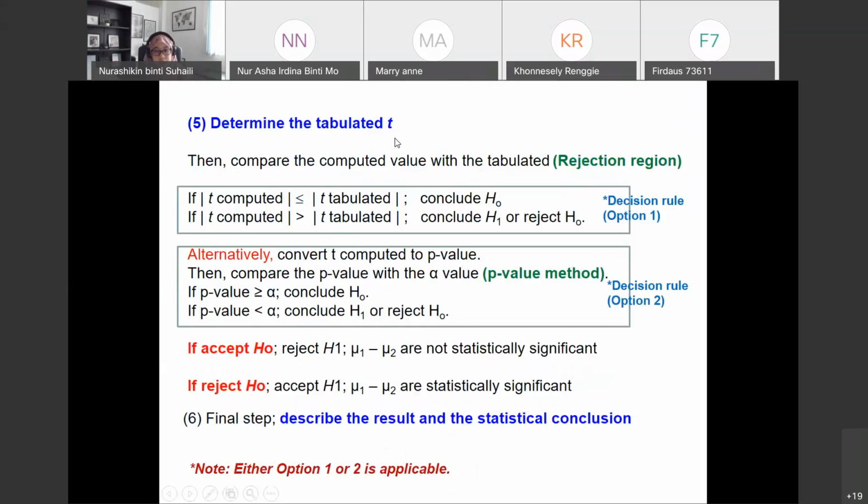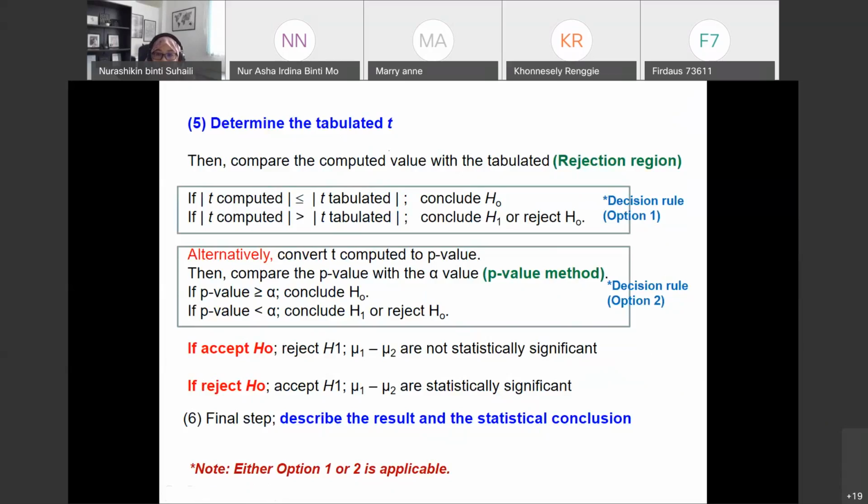So how to find the tabulated T? In this step, you can choose either option 1 or option 2, right? Option 1 is the same. You compare T computed and T tabulated, but first you have to find the tabulated T. But how to find the tabulated T is the same as, should I explain it?